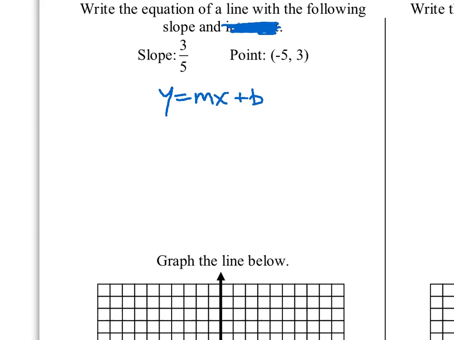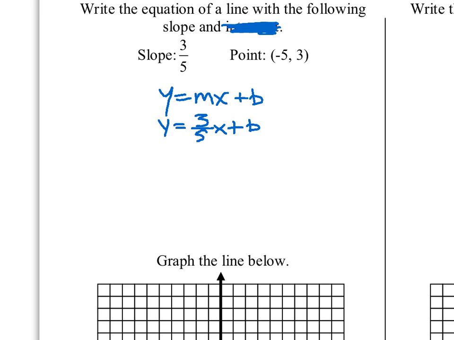So, we do have part of the y equals mx plus b. Which part do we already have? Which part did I give to you? The slope. So let's go ahead and put that in. Y equals 3/5 x plus b. Now, we don't have the b, right? Because that's not the y-intercept. We're not given a y-intercept here.